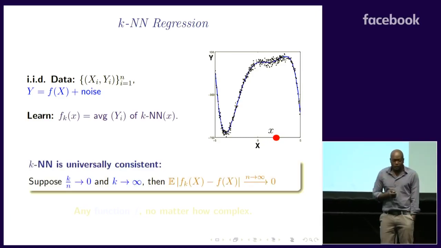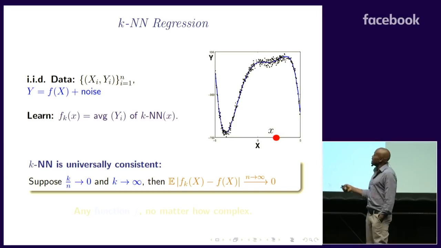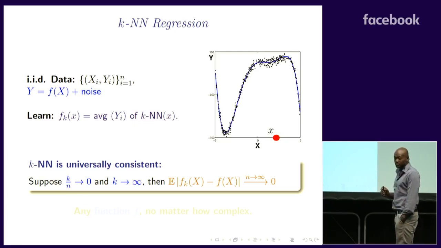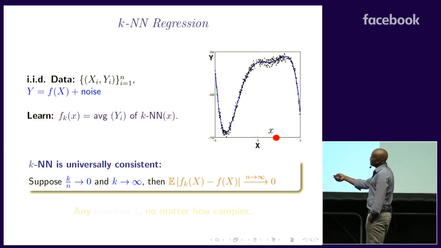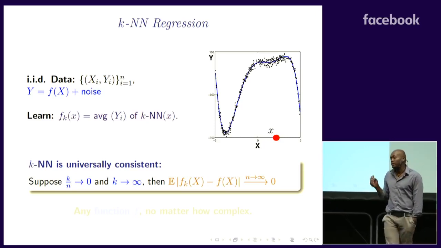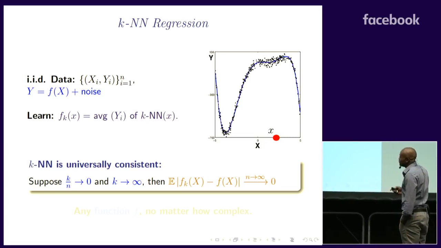And KNN is universal in the following sense: as the sample size increases to infinity, f_k approximates f in expectation. Now, f_k approximates f in expectation as long as k over n goes to 0, and as long as k goes to infinity. So those two conditions are quite important, and I'll explain in a second why those conditions are important.